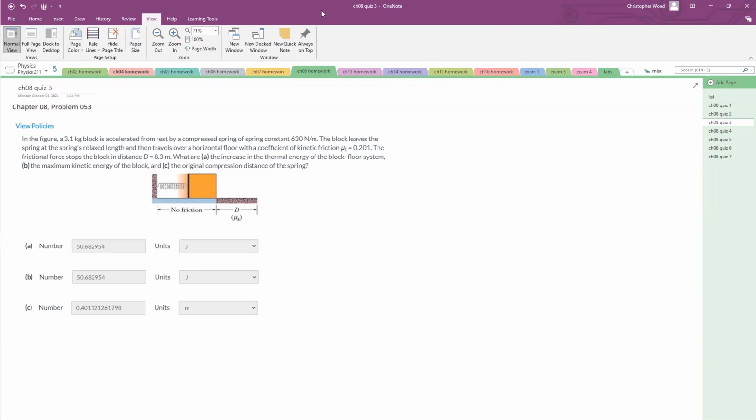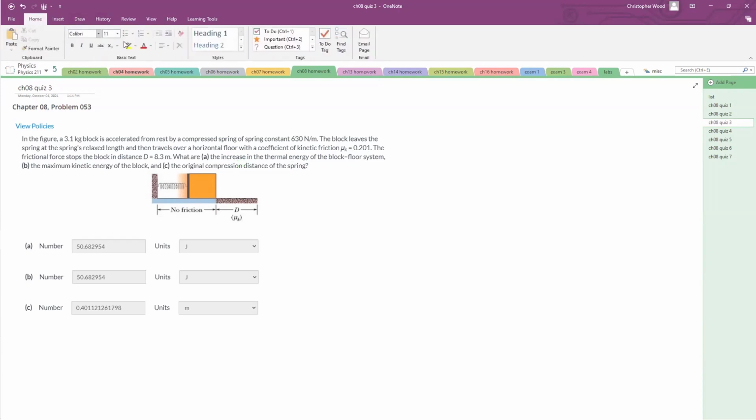this orange block is attached to a spring, hence the term spring mass system. And then this is what's happening. This orange block, think of a pinball, the old school pinball arcade machines where you pull back on the handle and you let it go and it launches. So basically this spring launches this orange block from rest and it encounters a friction patch. And part A says, how much heat got generated? So let's start with part A.